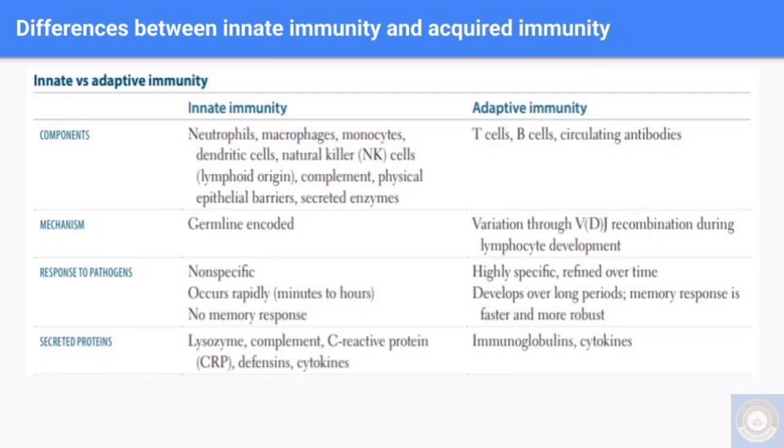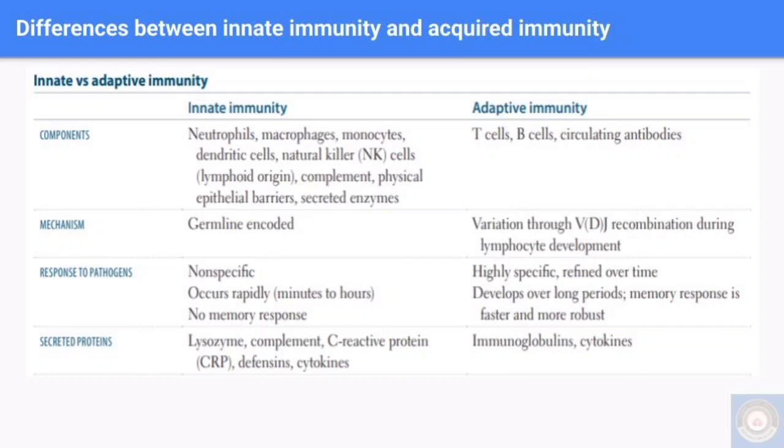So, the components of innate immunity are neutrophils, macrophages, monocytes, dendritic cells, natural killer cells, complement proteins, epithelial barriers, and their secreted enzymes. Whereas the components of adaptive immunity are T cells, B cells, and their circulating antibodies. Innate immunity is present at birth, so the receptors or the cells are germline encoded, whereas in adaptive immunity, the receptors of B and T cells contain V segment, D segment, and J segment, and through recombination of these segments, a vast diversity of antigen receptors can be produced.